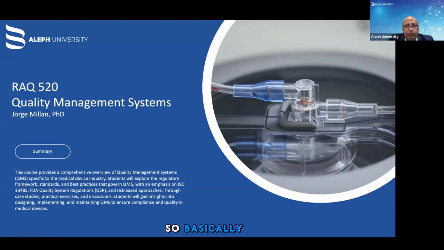So basically, we are going to provide an overview of a quality management system. Why do we have to have a quality management system? What are the standards for it, the recognized standards, the importance of having a QMS? And we're going to have some discussions, some practical examples, so you can gain that understanding about a QMS applied to a medical device manufacturing or product research and development corporation.